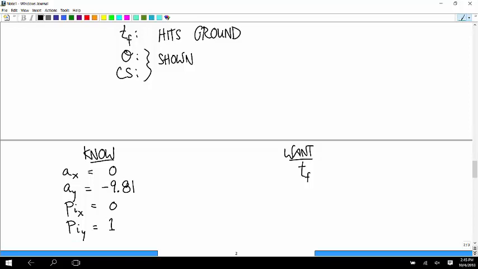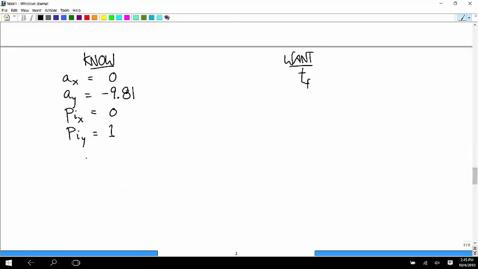Do we know anything about the final position? We do know something about it. We don't know everything. We don't know how far away it's going to hit. It's going to hit a long way away. But we do know what the height is going to be when it hits the ground. What's that? 0. So P, F, Y is 0.